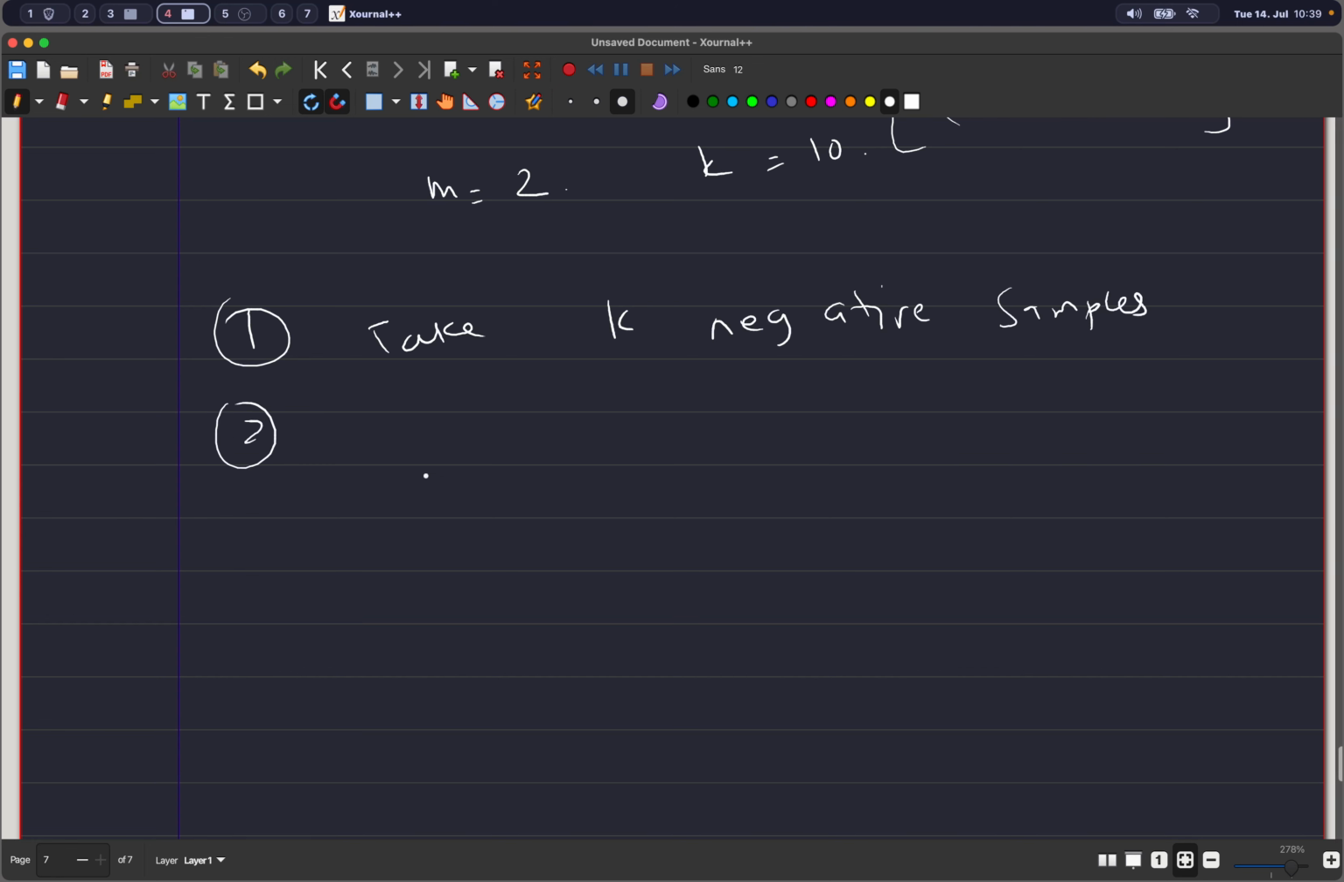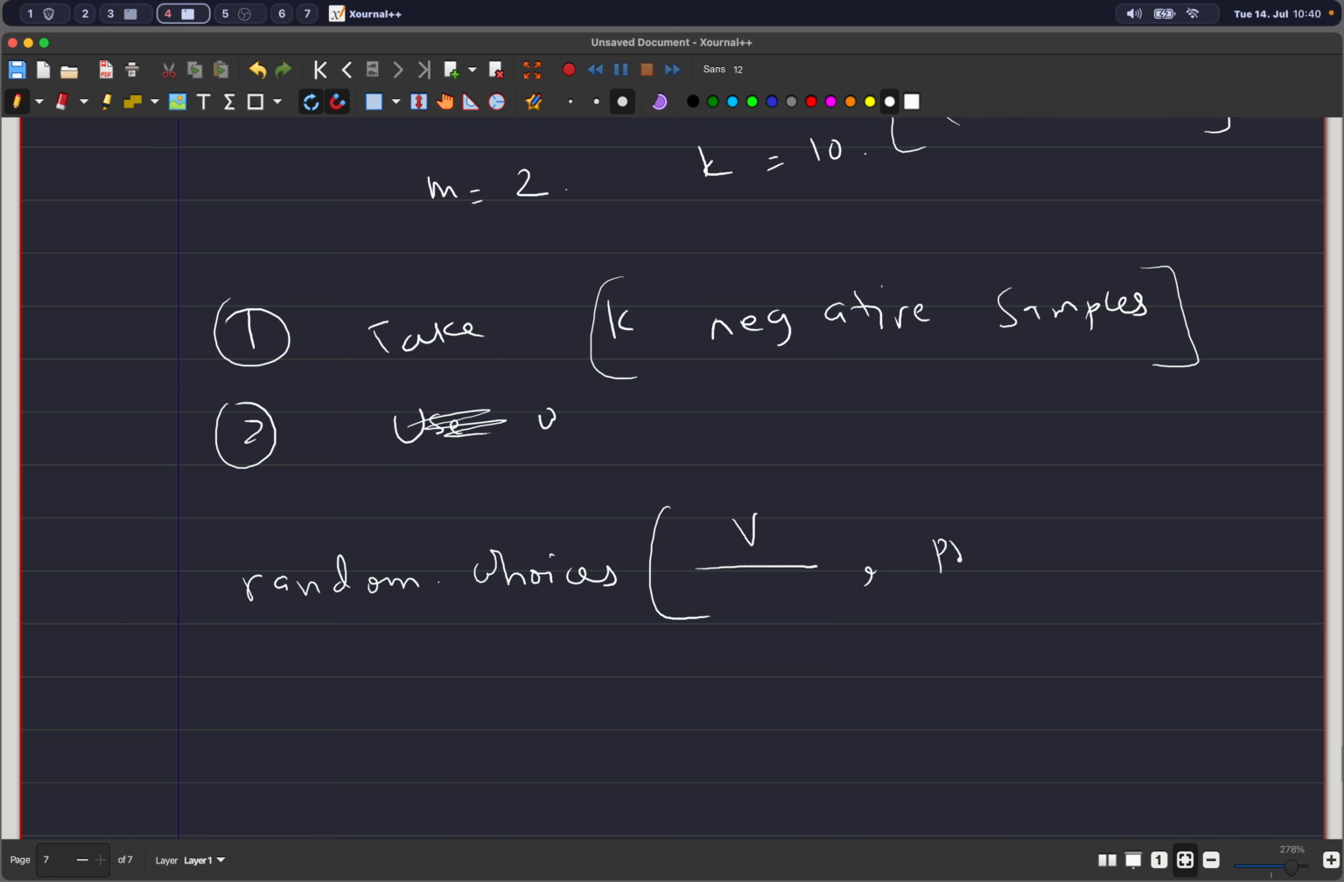Then we will also use the word probability. Let me rephrase it. How will you sample k negative samples? You can just take the probability of them occurring in the corpus and randomly sample them out. In Python you can use random.choices. You provide the values that you want to sample from, their probability map, and how many values you want to sample, so you can just get the k out of them.